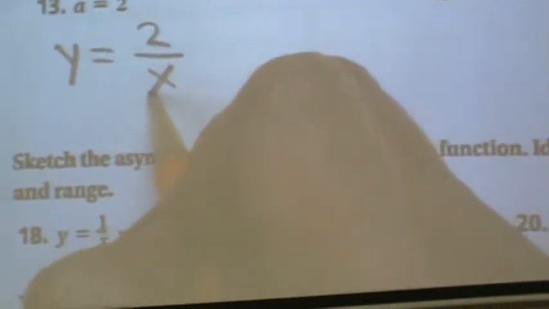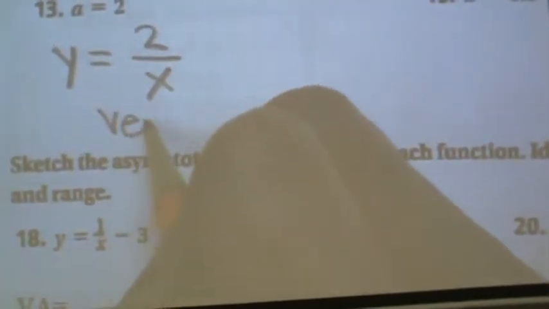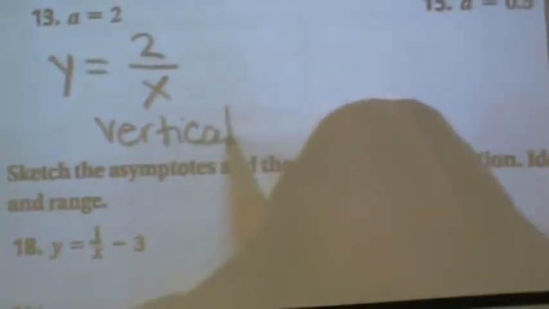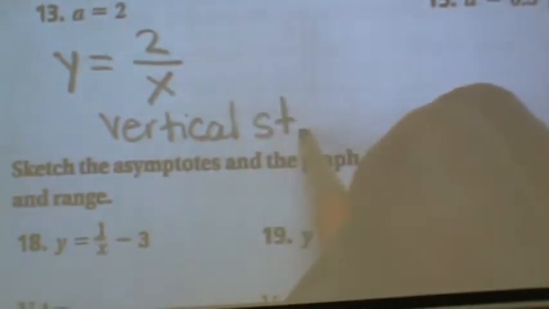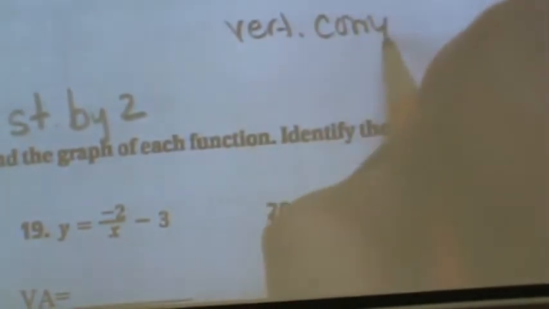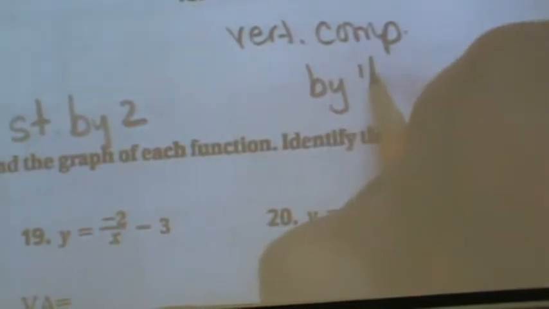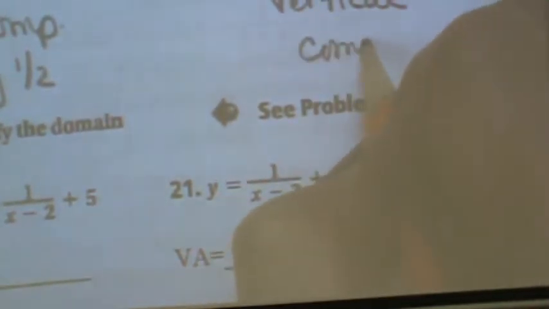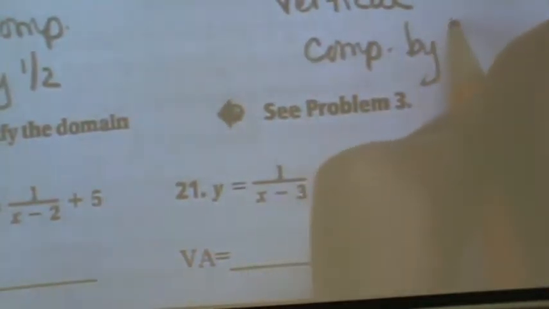So if you have A is 2, that's a vertical stretch by a factor of 2. What about if it was 0.5? Vertical compression by a half. And this last one is a vertical compression by 3/4.